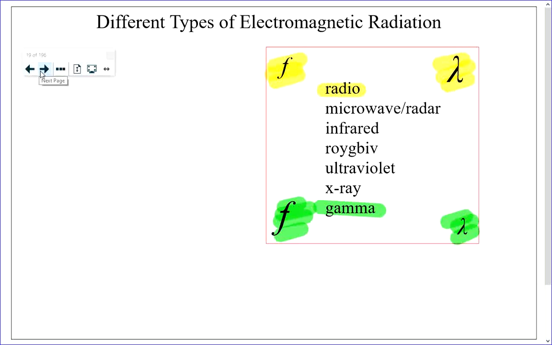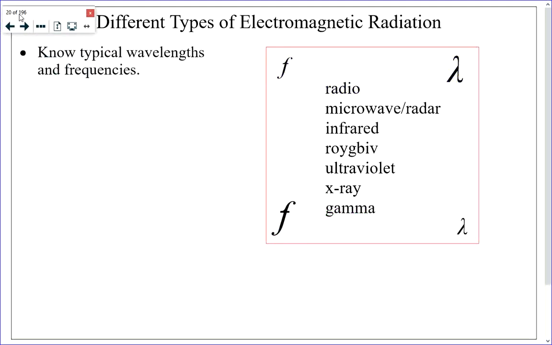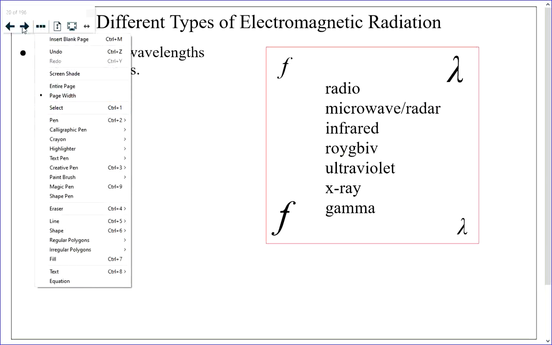Other things that you're expected to know about all of these forms of electromagnetic radiation are typical wavelengths. So if I tell you that we have a form of EMR of wavelength 35 nanometers, you should know that that's ultraviolet. If I say it is a wavelength of 1 times 10 to the negative 10 meters, you should know that's X-ray. If you are given the frequency and you're not familiar with the range of frequencies of these types of radiation, then I would highly recommend finding the wavelength that goes with that frequency, and I'll talk about that and how to do that in just a second.